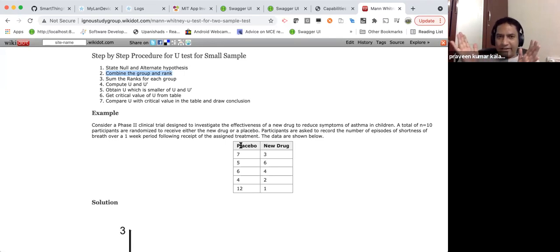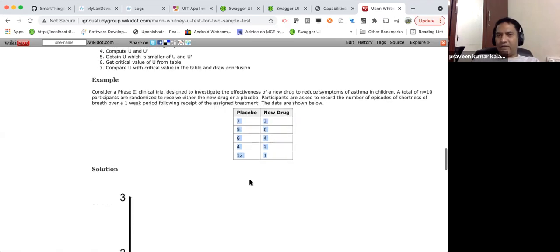And this happens randomly, right? For any sampling, for that matter, in a randomized way. So randomly divide the group, give the treatment, make certain observations, and then count the number of times that these people really felt shortness of breath. And people in the placebo group or the drug group don't know which group they belong to. So it is random, and the effect is measured. Okay. So this is the problem statement. Now, using the Mann-Whitney test, we are going to find out whether there is a difference between these two groups or not.